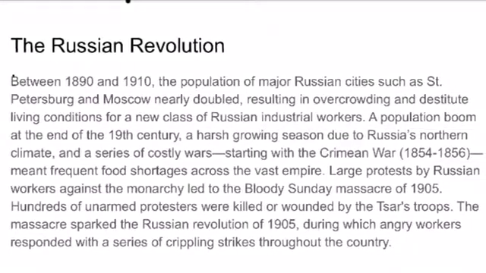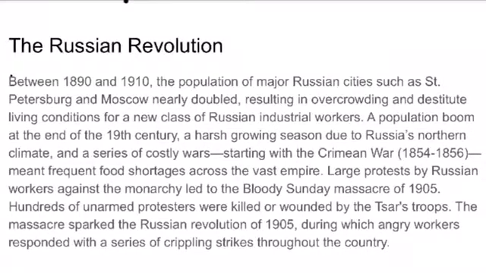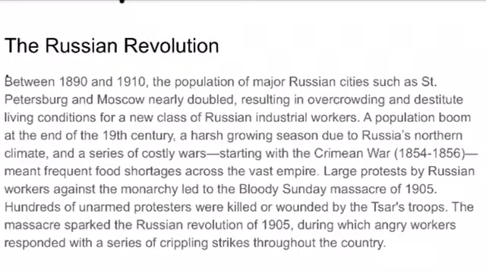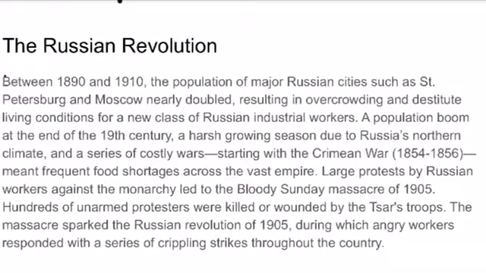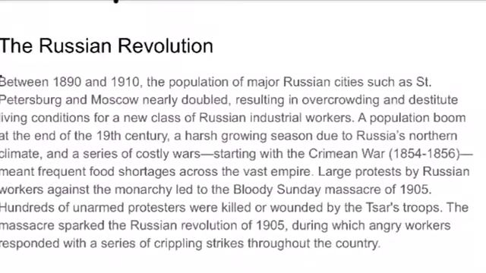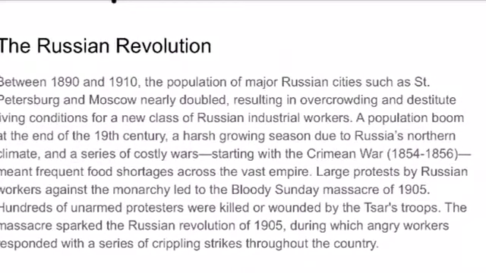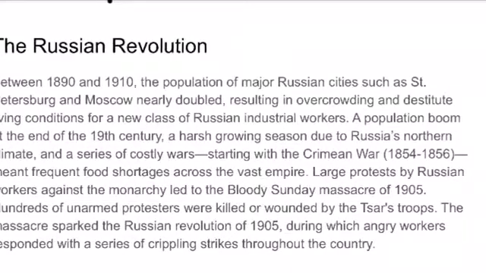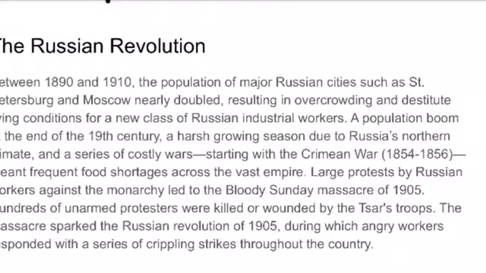resulting in overcrowding and destitute living conditions for a new class of Russian industrial workers. A population boom at the end of the 19th century, a harsh growing season due to Russia's northern climate, and a series of costly wars, starting with the Crimean War, meant frequent food shortages across the vast empire.